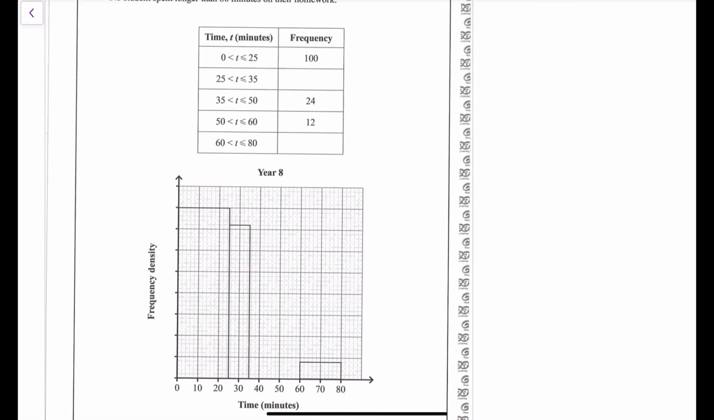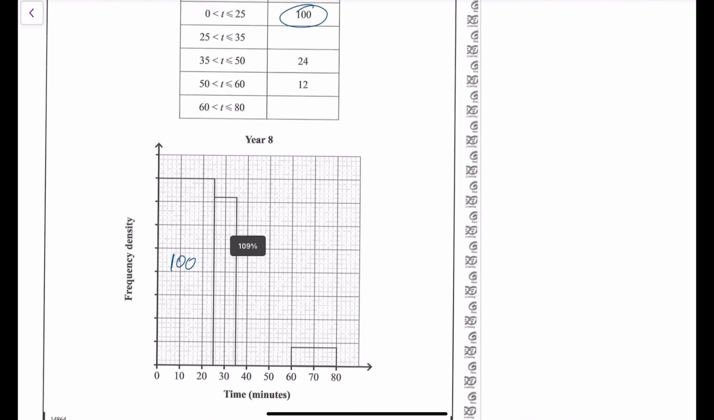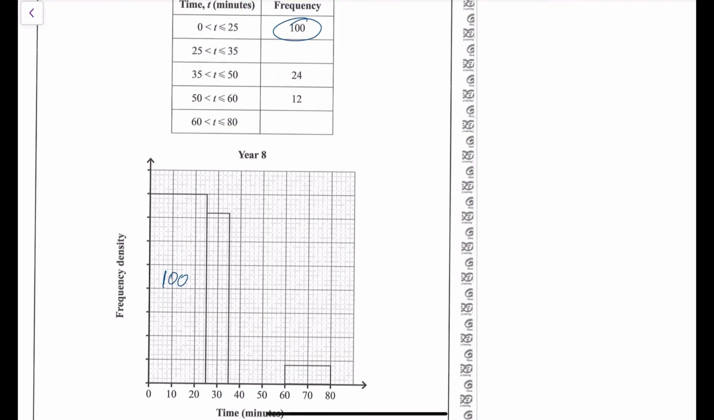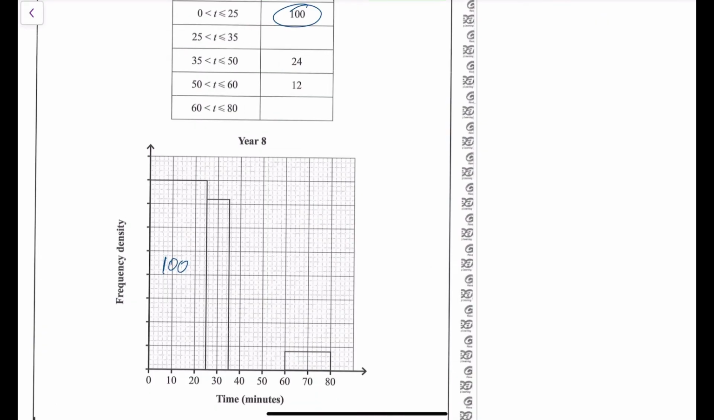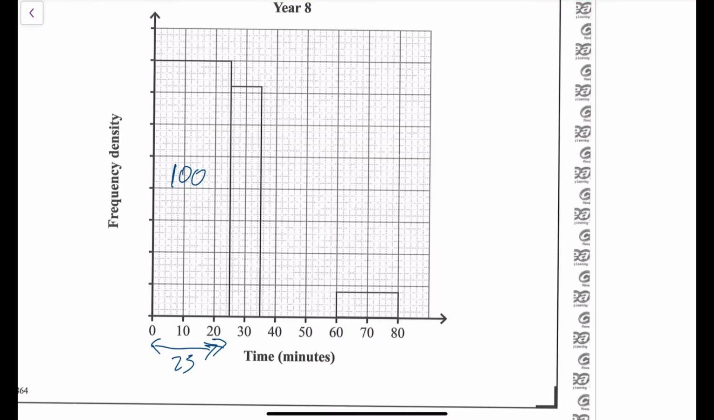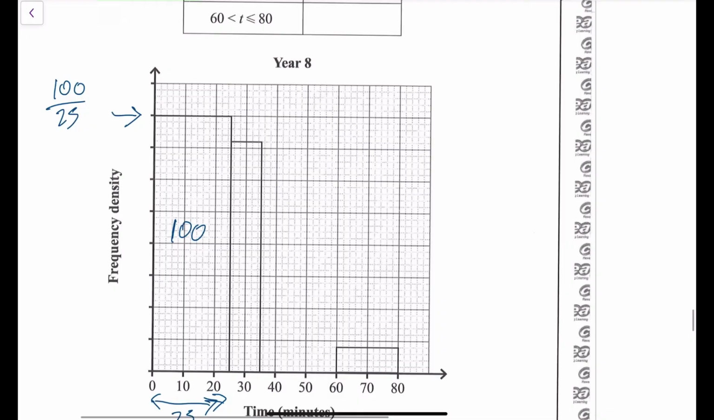So, right. What we know first of all, the first bit of information I'm going to use is that they tell you the frequency of the first one is 100. So this area must represent 100. So the width of it is 25. So the width of that first bar, all the way along there, is 25. So that means to get this value here, I'm going to do 100, the frequency, divided by the width, which is 25, and that's going to give me 4.